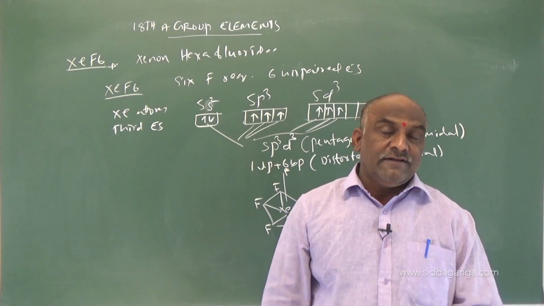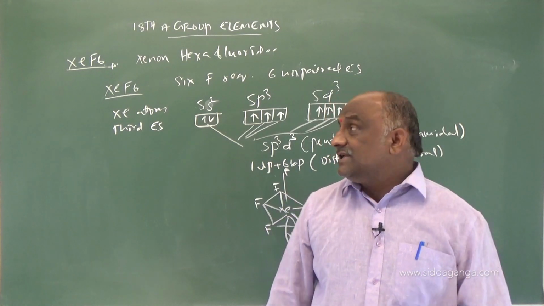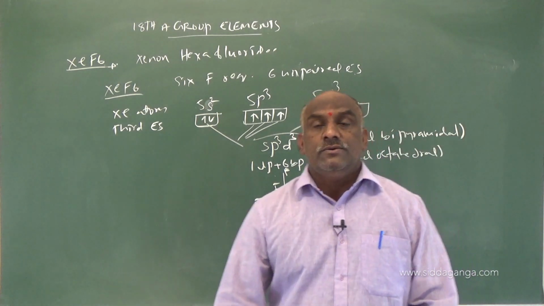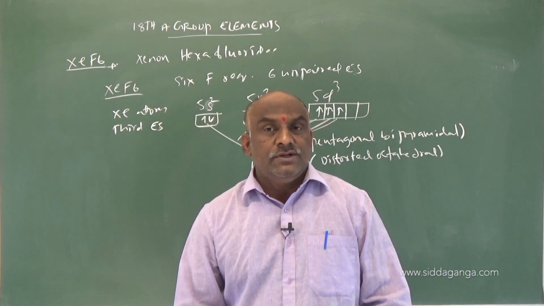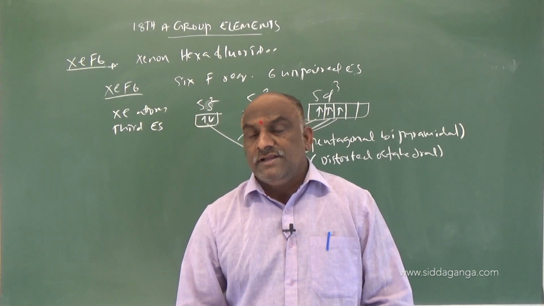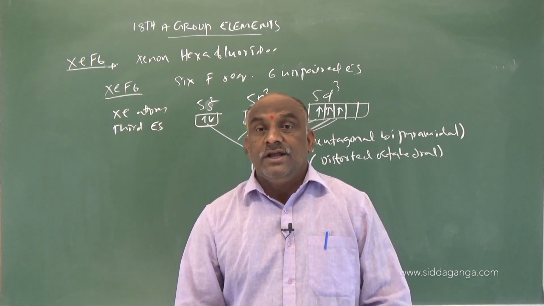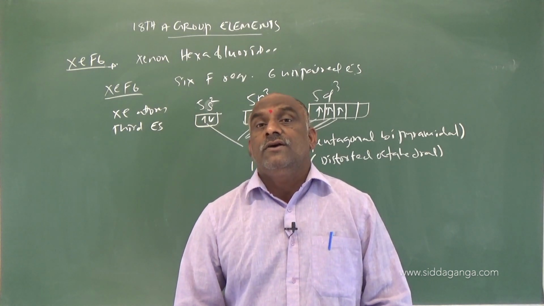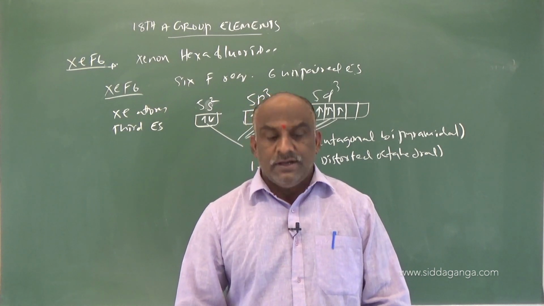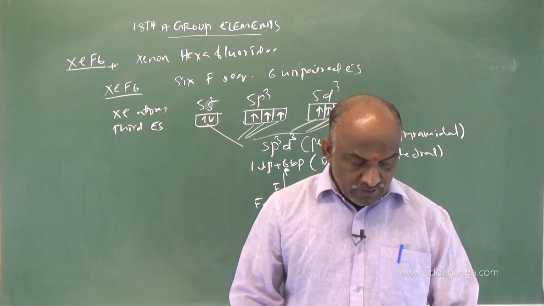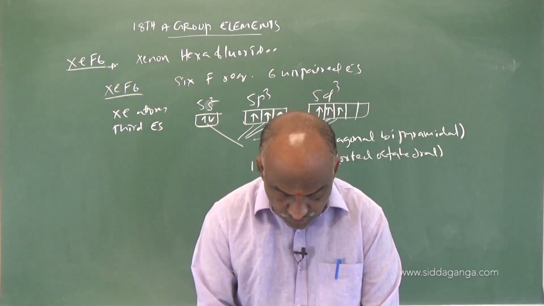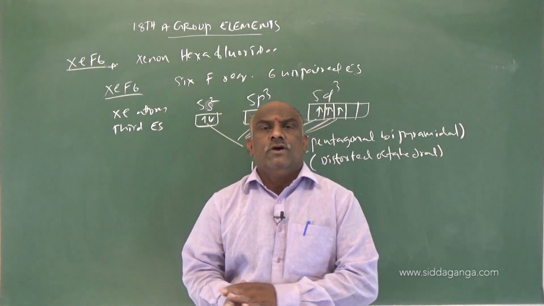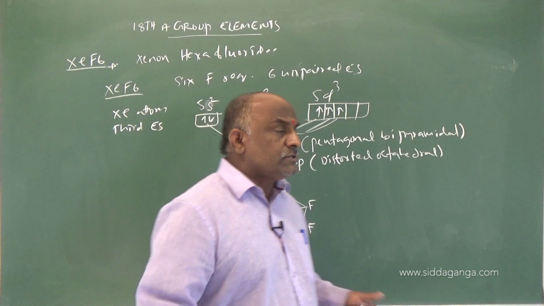All are colorless crystalline solids, and XeO3 is a colorless explosive. XeO3 is very dangerous. It is a colorless solid, explosive, and XeOF4 is a liquid. XeOF4 means xenon oxytetrafluoride. Clear? So here, all fluorides are powerful fluorinating agents, not oxidizing agents.